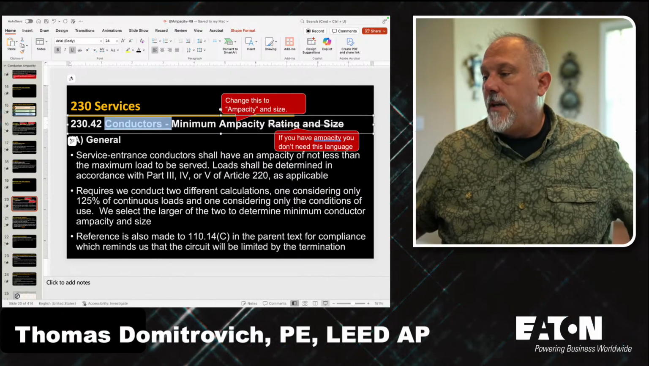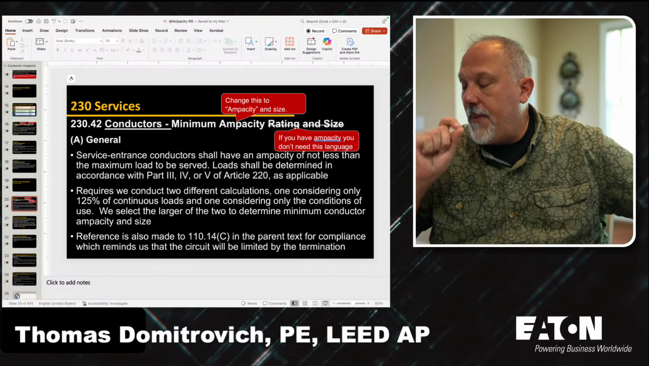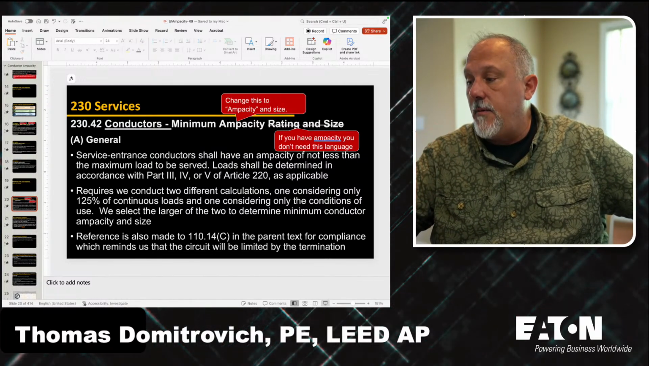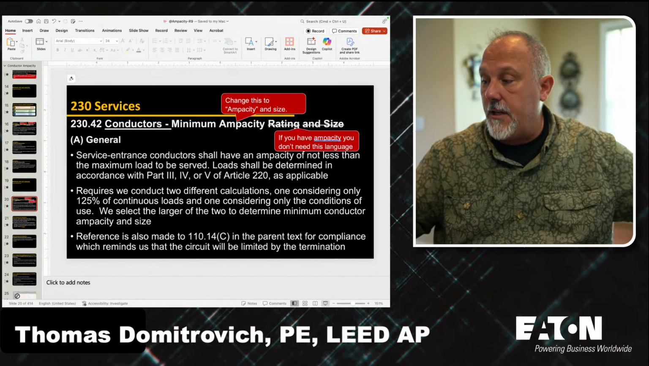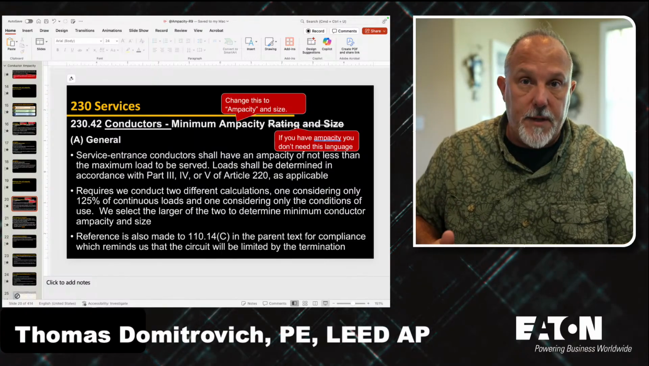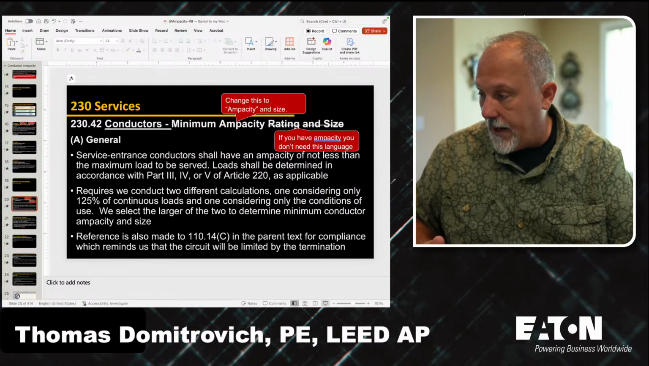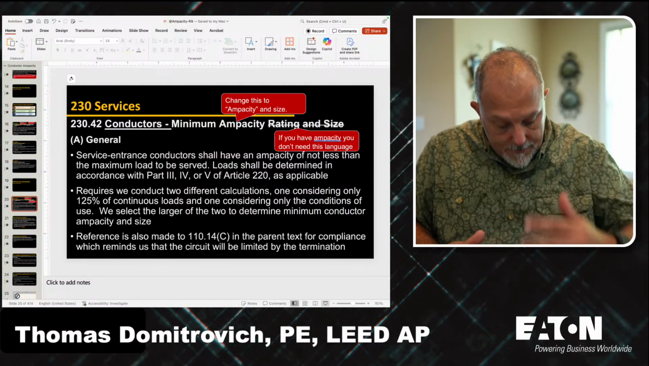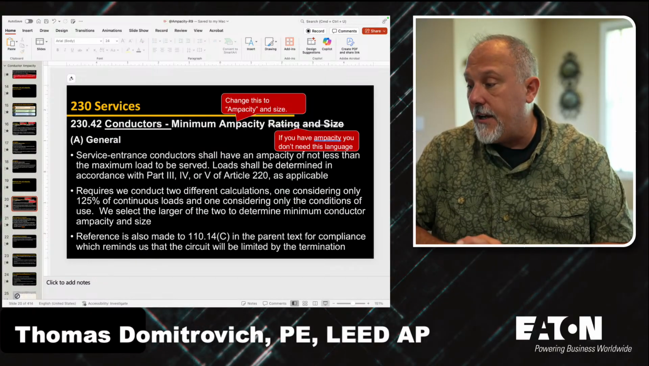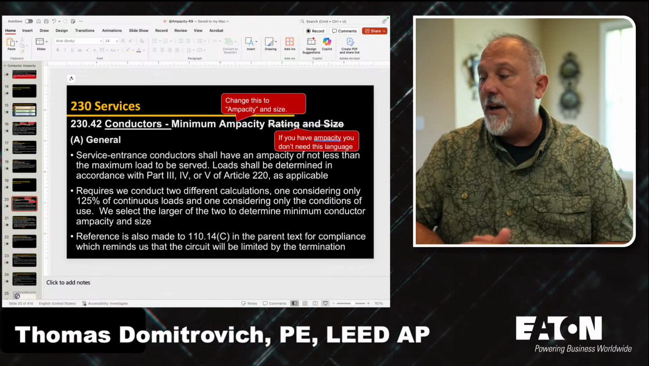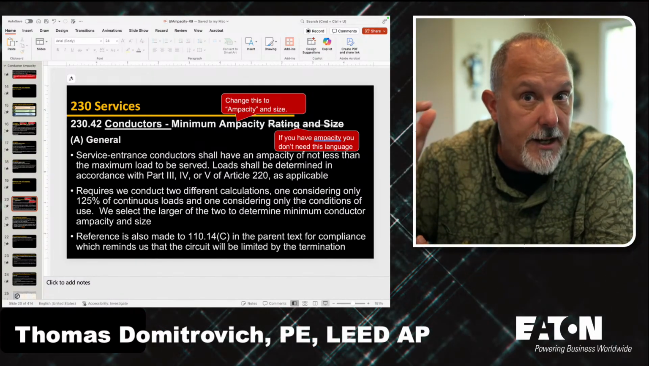All right, so this says service entrance conductors shall have an ampacity of not less than the maximum load to be served. And it tells you how you calculate the load. You have to determine the load based on part 3, 4, or 5 in Article 220. Then it requires that we conduct 2 different calculations, one considering only 125% of the continuous loads, and we saw that before, right? We saw this in 210 and 215.